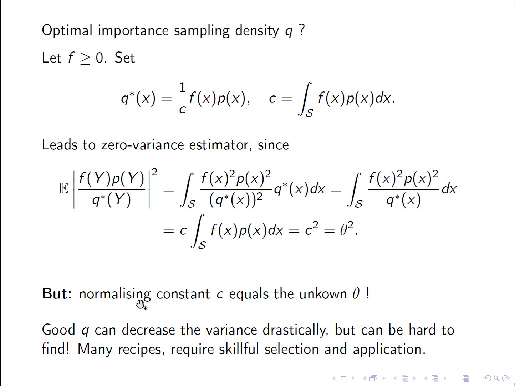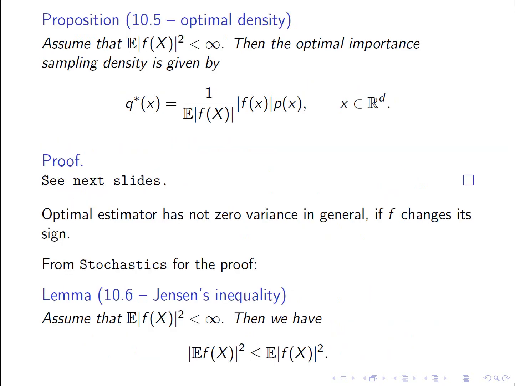And as I said, good importance sampling densities can decrease the variance drastically, but they can be really hard to find. And there are many, many recipes. Well, this is their own subtopic, but they all require really skillful selection and application. Okay, let's rephrase the statement in a bit more general framework about the optimal importance sampling densities. And in general, this importance sampling density does not have zero variance, but the optimal importance sampling density is still not feasible.